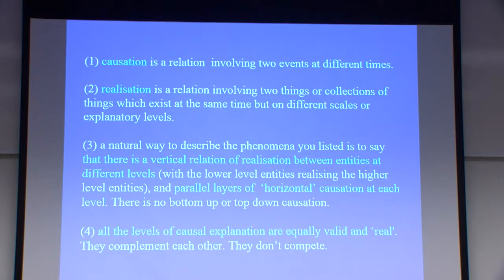He carries on. "Causation is a relation involving two events at different times." So the key thing he's pointing out is causation: you do a thing now and the effect occurs later. "Realization is a relation involving two things or collections of things which exist at the same time, but on different scales or explanatory levels. So a natural way to describe the phenomenon you listed is to say there's a vertical relation or realization between entities at different levels, with the lower level entities realizing the higher level entities, and parallel layers of horizontal causation at each level. There's no bottom-up or top-down causation. All the levels of causal explanation are equally valid and real. They complement each other, they don't compete."